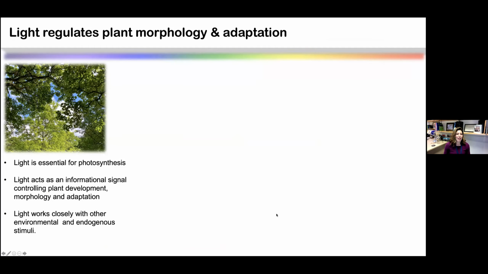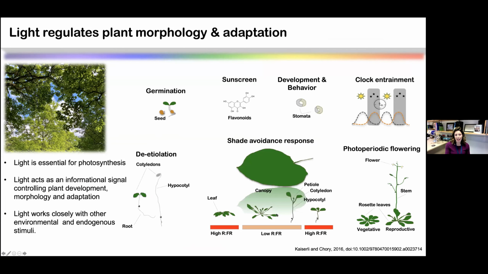So I'm sure you're all familiar with the fact that light is essential for energy production in plants, but it's also a very important informational signal for controlling many aspects of plant development as well as plant architecture and adaptation. And of course, light doesn't work in isolation. It works really closely with other environmental as well as endogenous stimuli in order to regulate many processes ranging from germination, de-etiolation, photoprotection, as well as clock entrainment, flowering initiation, and shade avoidance response.